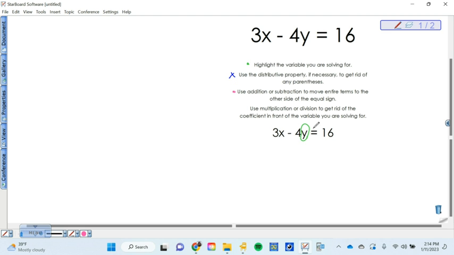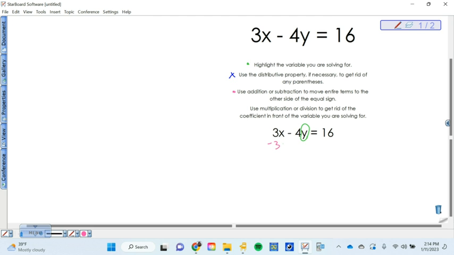We got to get rid of the 3x first. This is like the entire term I have to get rid of. Versus my next step says to just get rid of the coefficient. That's that number in front of the variable. So I'll just get rid of the term first and then the coefficient. Okay? So I get rid of that 3x first. How do I get rid of 3x?